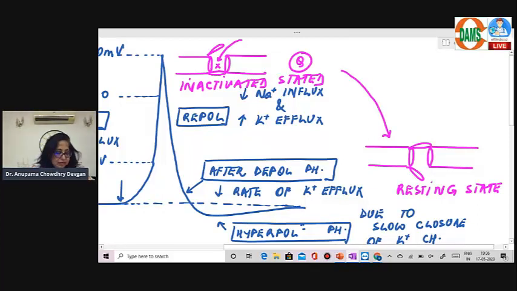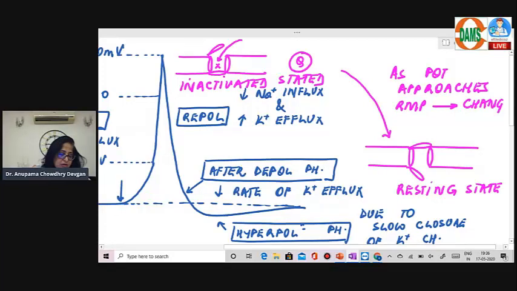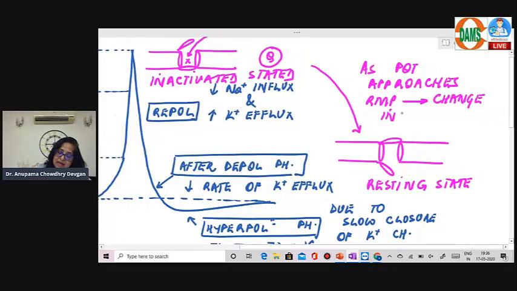Now, how does it go from inactivated to resting state? As the potential of the cell approaches the resting membrane potential, there is a change in the configuration of the sodium channel, and it goes from the inactivated to the resting state. Okay?